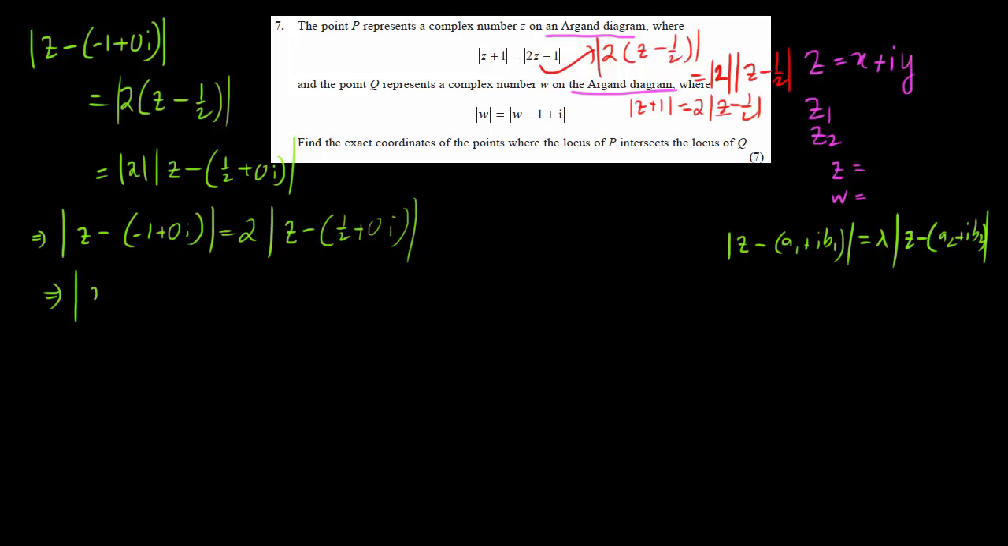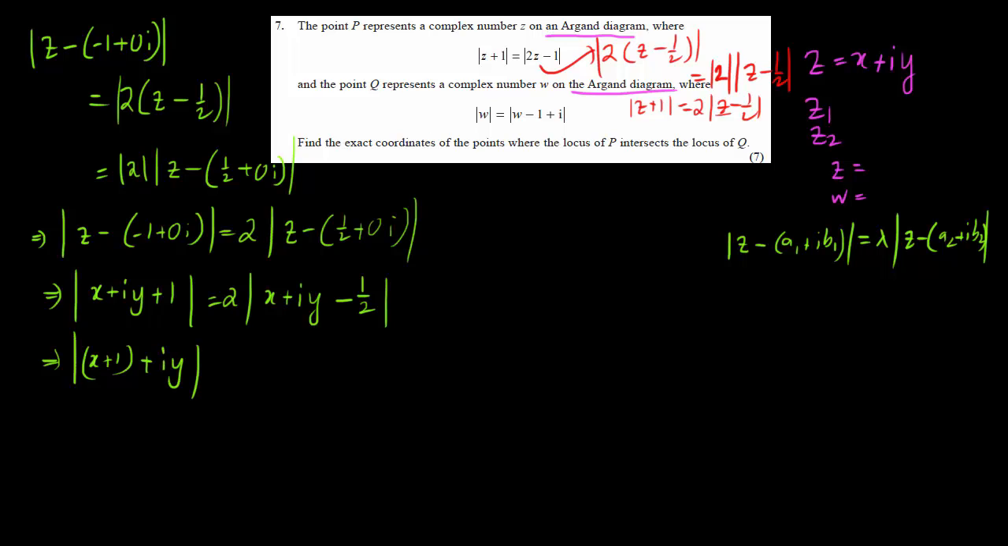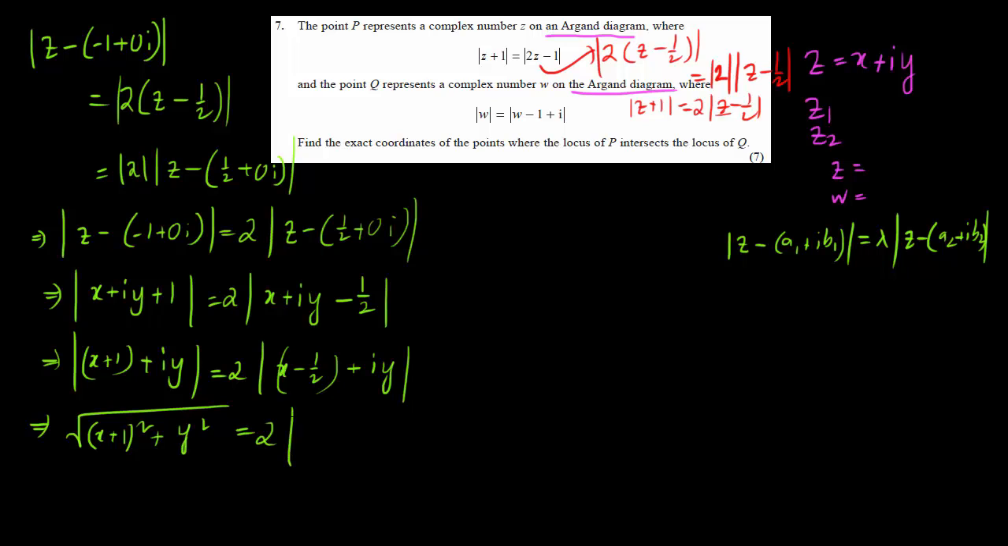So this is going to be modulus of x plus iy plus 1 equals 2 times modulus of x plus iy minus half. And if you do the algebra, this is going to be the real part, x plus 1, plus iy, which is the imaginary part. And this is going to be x minus half, the real part, plus iy, the imaginary part. So modulus of this is going to be square root of real part whole square plus imaginary part whole square. This is going to be 2 times, again, square root of real part whole square plus imaginary part whole square.